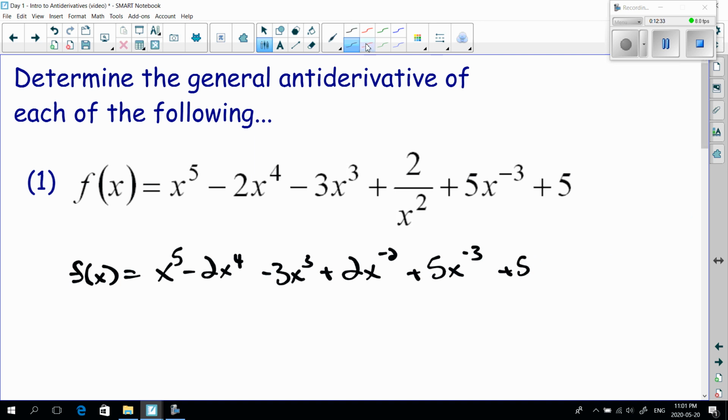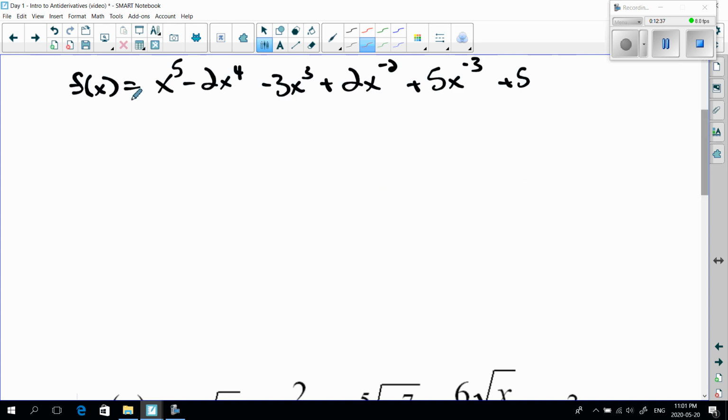And it wants me to anti-differentiate. I'm doing the antiderivative. So for all of these terms, don't forget your notation. If you're given a little f of x, the antiderivative is capital F of x. If they tell you f prime x to begin with, well, then you can write little f of x.